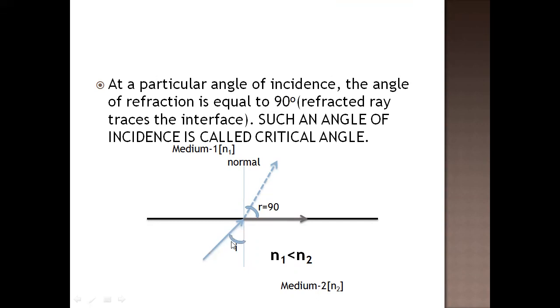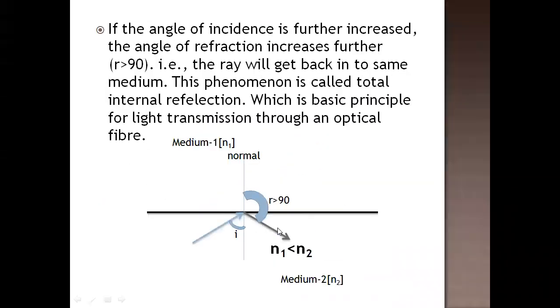The angle of incidence for which the refracted ray traces the interface between the two mediums. Such angle of incidence is called the critical angle. Now, if you go beyond this critical angle, what happens? The ray will come back into the same medium. Such a phenomenon we call total internal reflection.